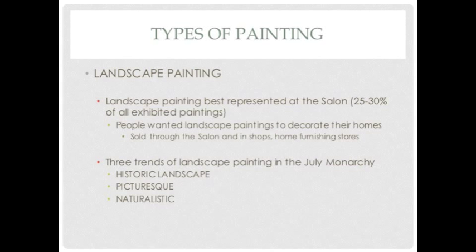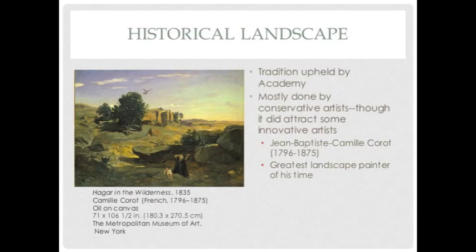There were three major trends of landscape painting during the July monarchy: historic landscape, picturesque, and naturalistic. The first major trend of landscape painting is historical landscape painting. As the title would suggest, it combines history painting and landscapes. It was a tradition upheld by the Academy, and it was mostly done by conservative artists, although it did attract some innovative artists. One such artist is Corot. He was the greatest landscape painter of his time.